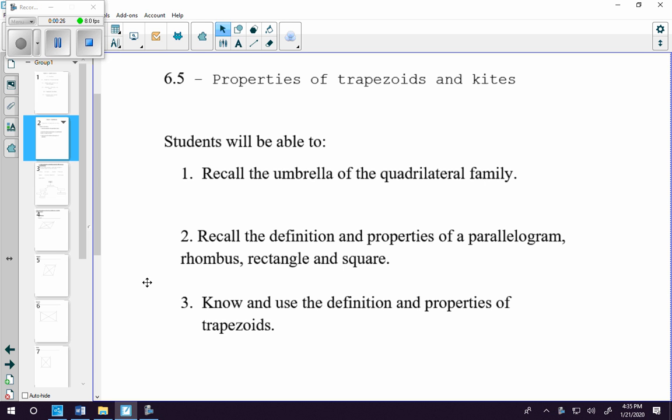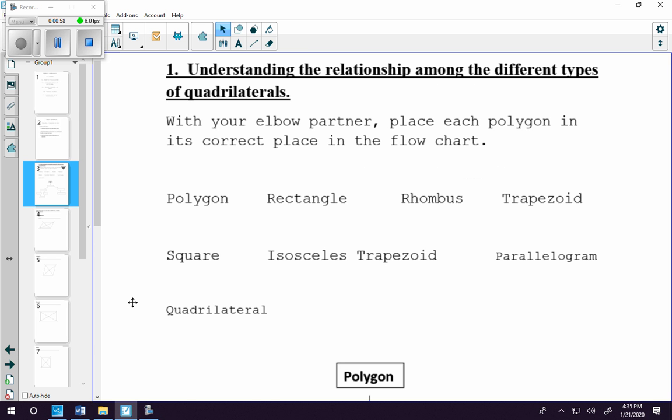So as we look at the three objectives, the first objective, we're just recalling the umbrella of the quadrilateral family. And then second, we're going to take a look at recalling the definition of parallelogram, rhombus, rectangle, and square. We are actually not going to cover the properties again. We're just going to focus on the definitions for parallelogram, rhombus, rectangle, and square. And then third, which is the main focus of today, the new objective, which you should know and use the definition and properties of trapezoids and isosceles trapezoids.